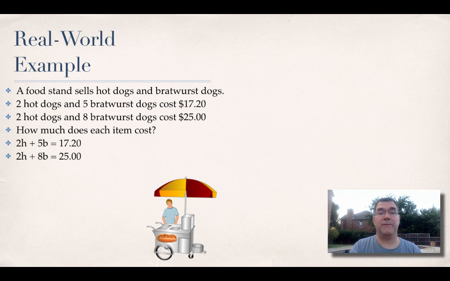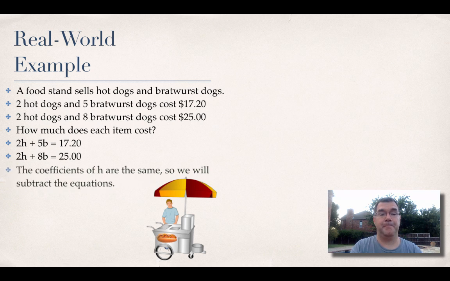Well, if I look at my H coefficients, they're exactly the same. They're both 2, so I'm going to subtract these equations to get the B variable by itself. Okay. So if I subtract the equations, 2H minus 2H is nothing, and 5b minus 8b is negative 3b, and $17.20 minus $25 is negative $7.80. Okay, so now I have a much simpler equation. It's only got one letter. So if I divide both sides by negative 3, I get that b is equal to $2.60. So I now know that a bratwurst dog costs $2.60.